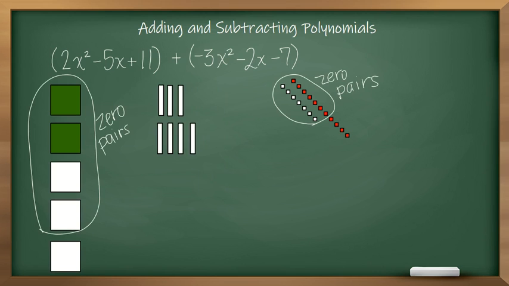Now what we need to do is write out what we've got left symbolically. So we've got 1 negative x squared, we have 7 negative x's, and we have 4 positive 1's. So we've got negative x squared, minus 7x, plus 4. You'll notice that we don't need to write 1 in the coefficient, but it's not wrong. So if you started with negative 1x squared, that's also correct.